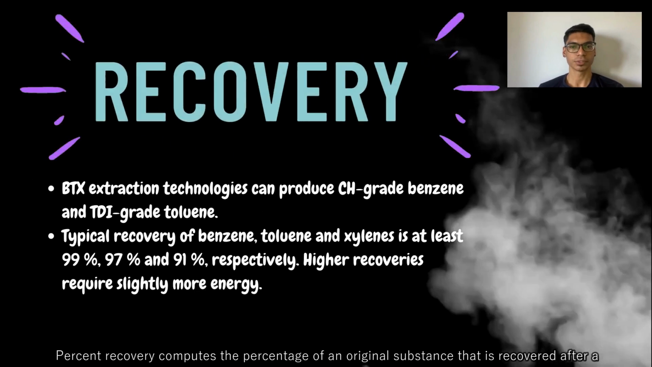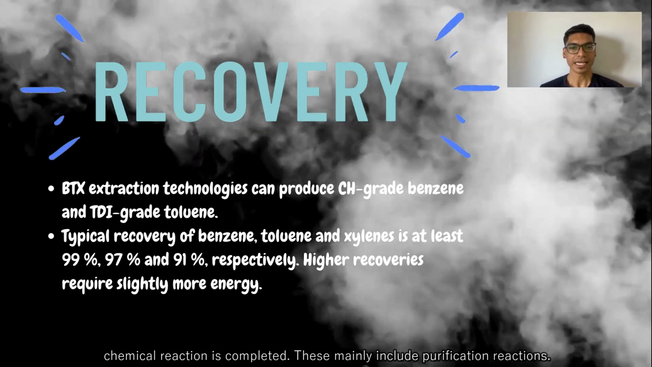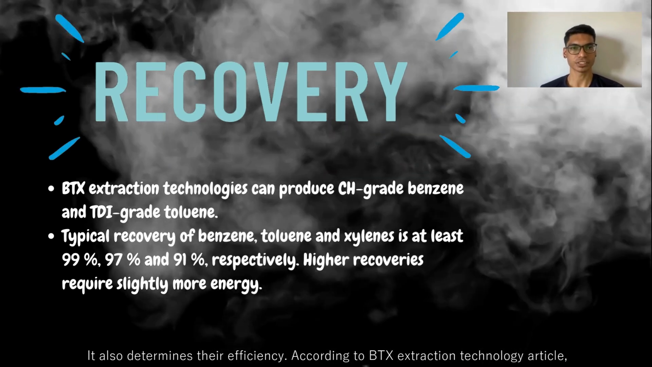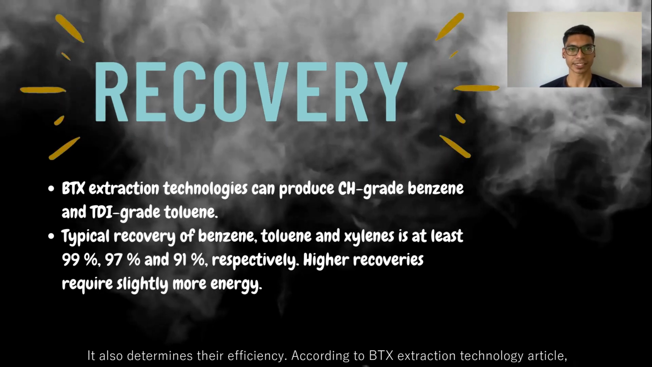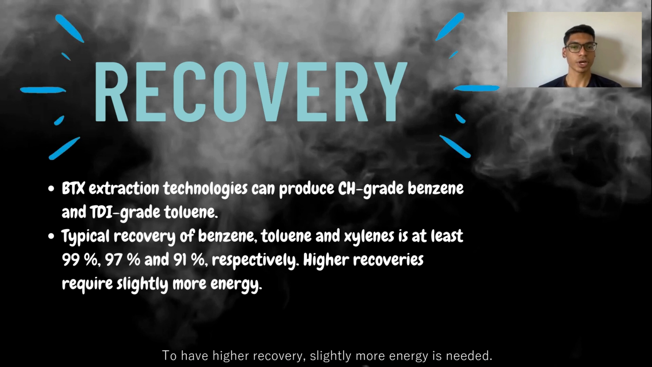Percent recovery computes the percentage of an original substance that is recovered after a chemical reaction is completed. These mainly include purification reactions. It also determines the efficiency. According to BTX extraction technology article, typical recovery of benzene and toluene is at least 99% and 97% respectively. To have higher recovery, slightly more energy is needed.